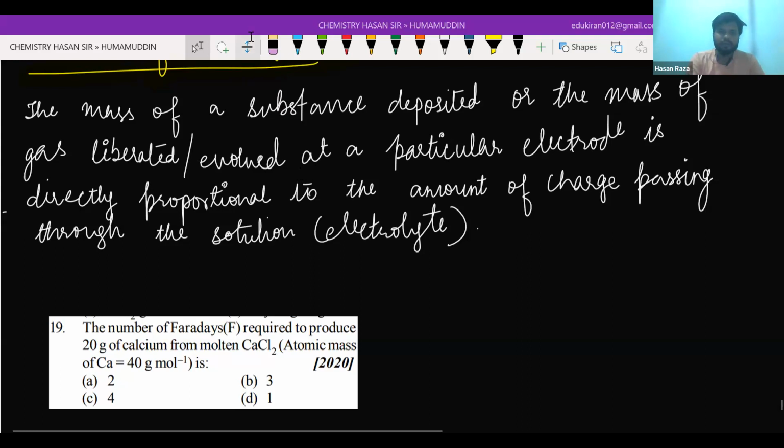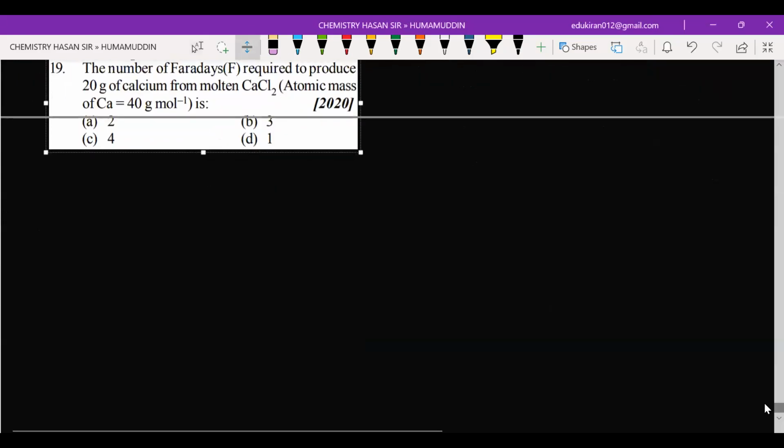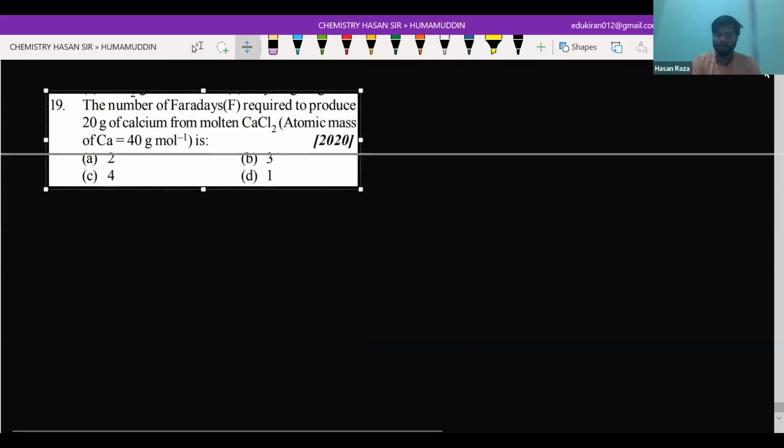Austin, any answer for this question number 19? I'm not sure, sir, but option D? Yes, sir. Yeah, it is. But you should be sure. There should be confidence. The number of Faradays F required to produce 20 gram calcium from molten CaCl2.